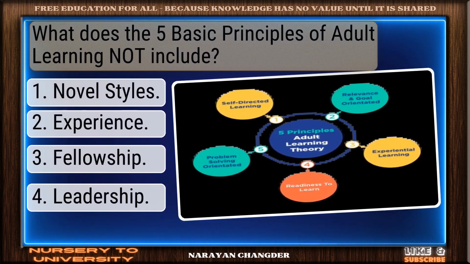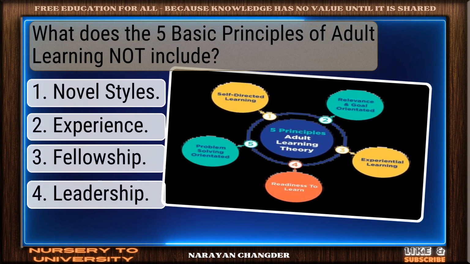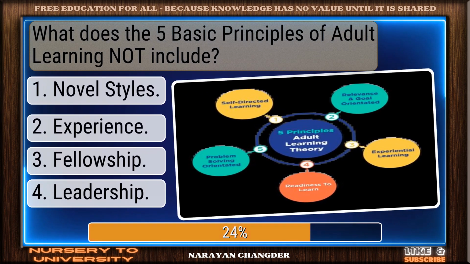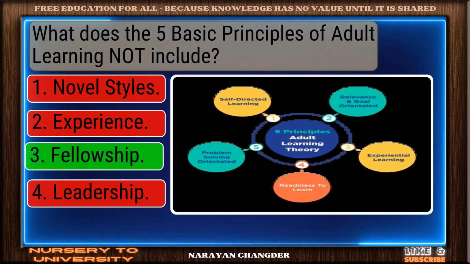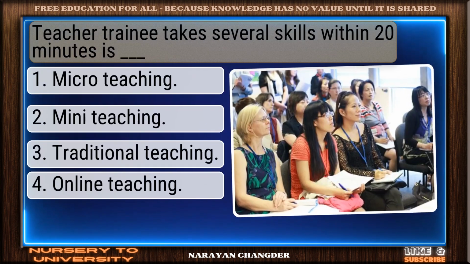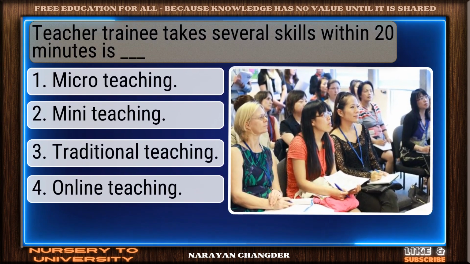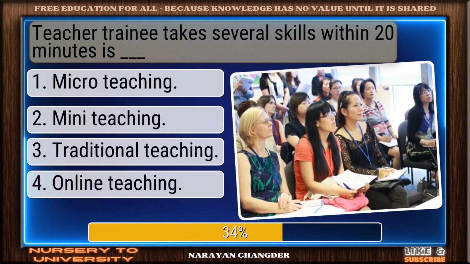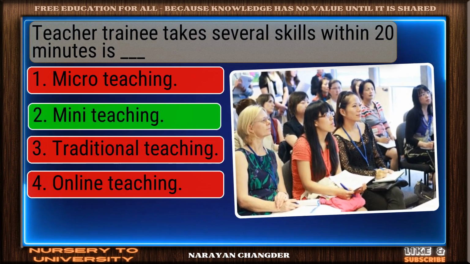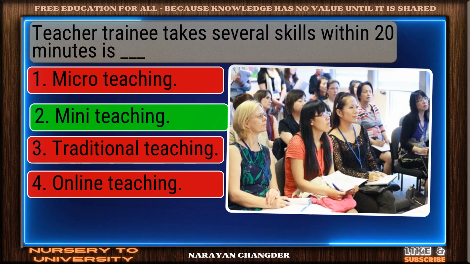What does the 5 basic principles of adult learning not include? You chose fellowship, and it is correct. Teacher trainee takes several skills within 20 minutes is dash. Great job. Mini teaching is the accurate answer.